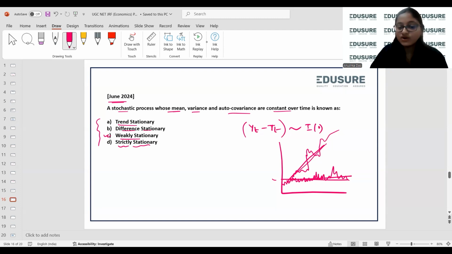And then you have something called difference stationarity. Suppose this original process Yt is non-stationary. It has some unit root. So what do you do? You take the first difference.